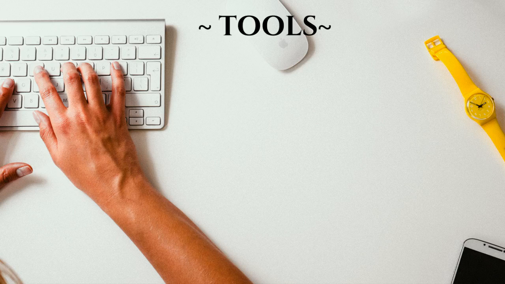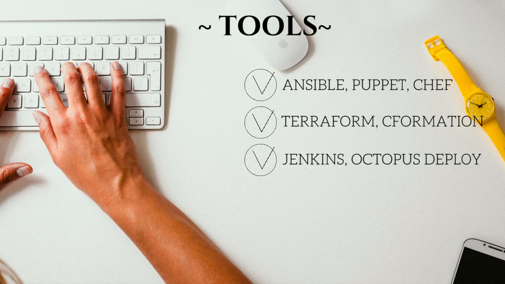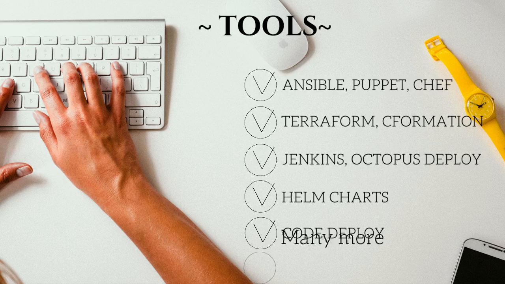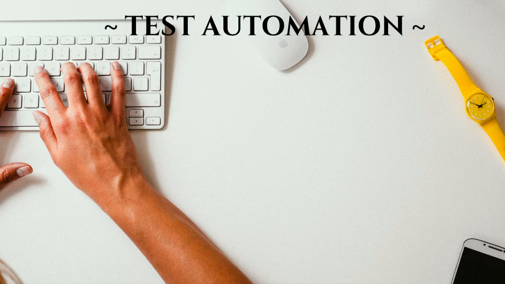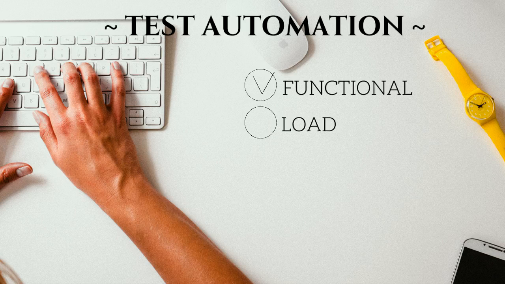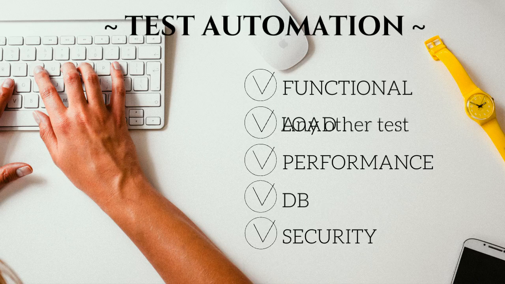There are a lot of automation tools available in the market, like Ansible, Puppet, Chef for system automation, Terraform, CloudFormation for cloud infrastructure automation, Jenkins, Octopus Deploy for CI/CD automation, and there are many others to choose from based on your need. Software testing also has to be automated. Any test process like functional, load, performance, databases, network and security, and any other test cases.